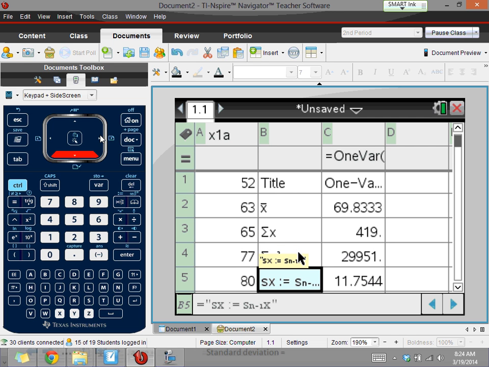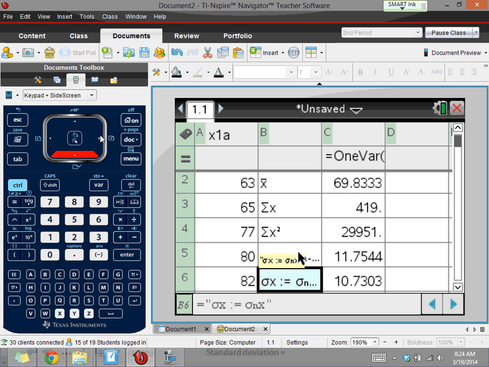Next, skip this one. No, you don't need that one. But this one is the one you want. When you say that, you say standard deviation. So standard deviation here is 10.7.